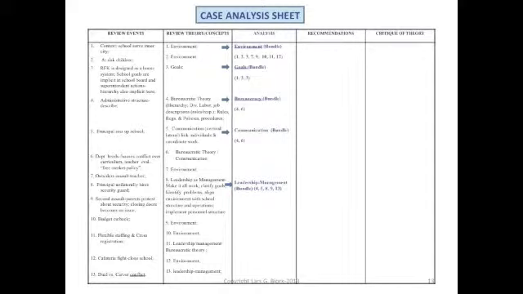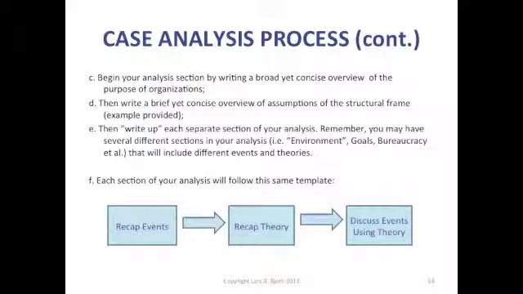This slide shows you how to bundle events and align them with relevant theories. If you look at the column under Analysis, we have Environment, Goals, Bureaucracy, Communication, and Leadership or Management. Now let's take a look at the case analysis process itself. Begin your analysis section by writing a broad yet concise overview of the purpose of organizations, and then a brief yet concise overview of the assumptions of the structural frame.